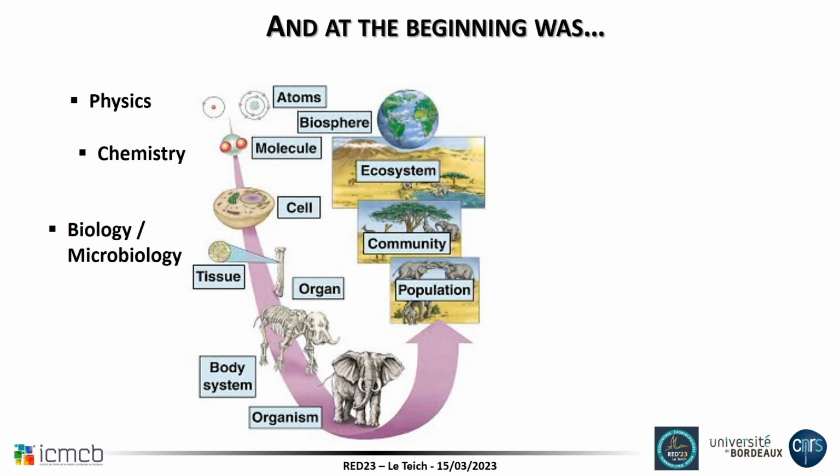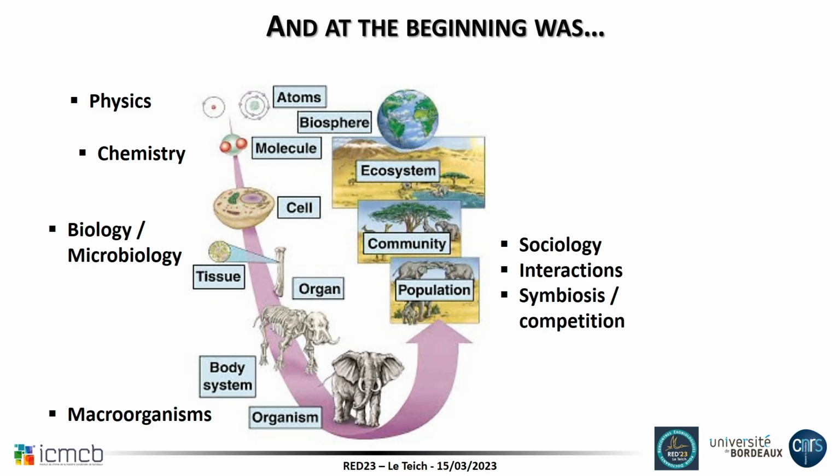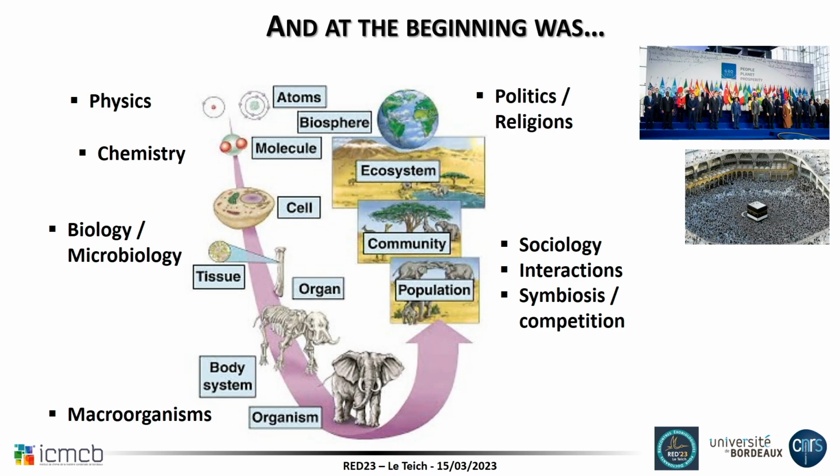Once you have microbiology, little tiny cells can combine to form microorganisms. Microorganisms will also combine and interact with each other to compete for different kinds of things, environmental things, resources and so on. They're going to interact together. And so you start having sociology around. Starting from this point, you also have to deal with politics, because politics and religions are actually thematics that originate from the interaction of microorganisms, basically us.